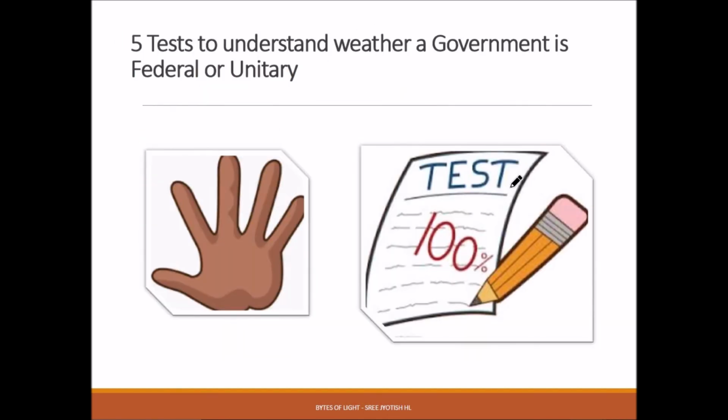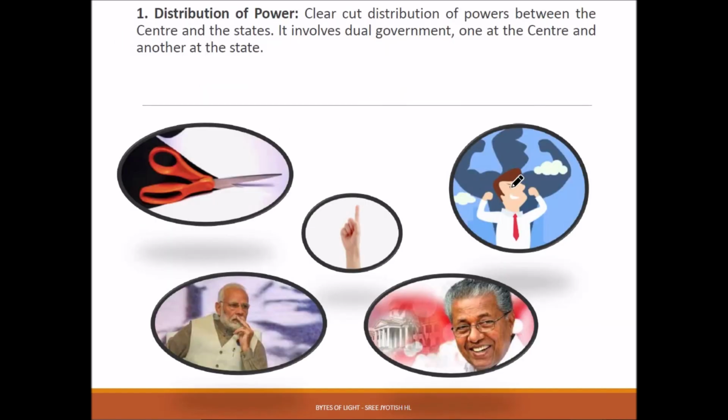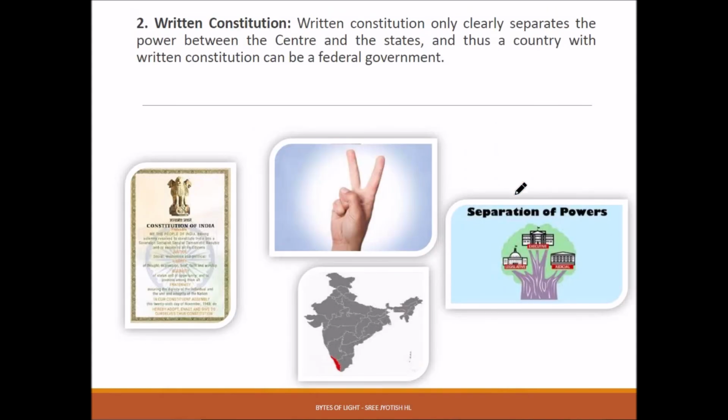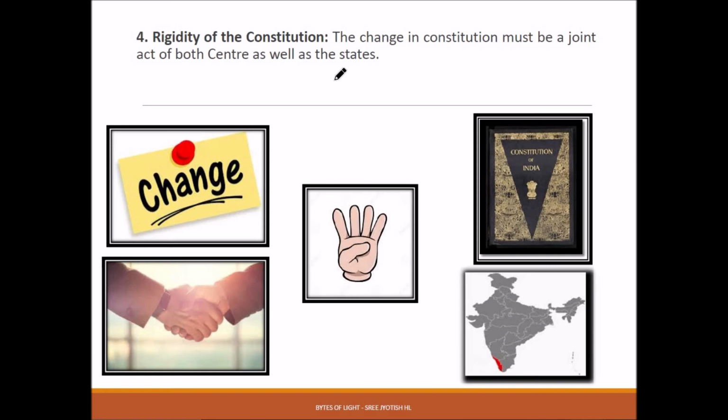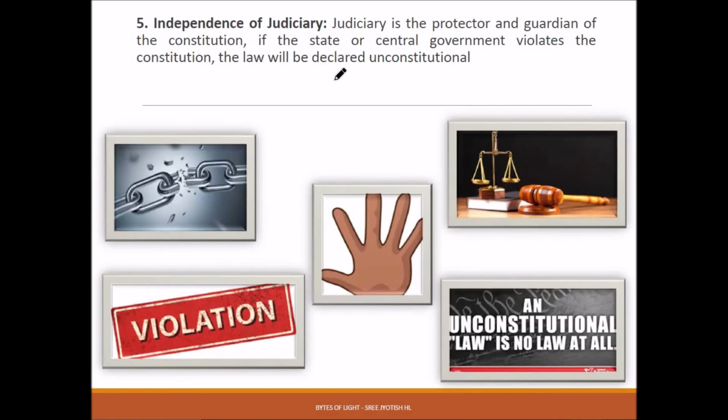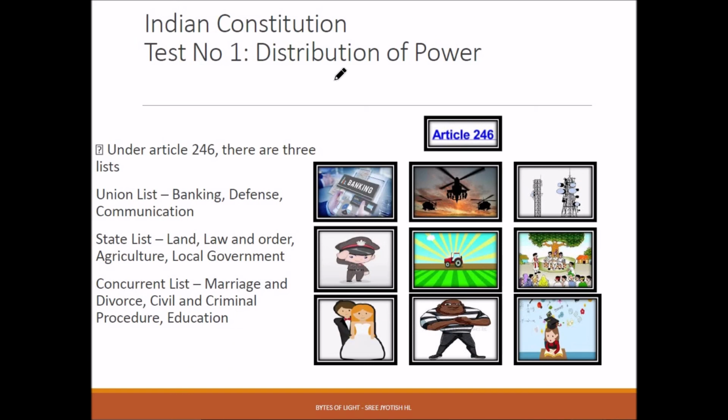So in this particular lecture, we have learned a lot of things under the features of Indian federalism. That is the 5 tests. First test is distribution of power. Second is written constitution. Third is supremacy of the constitution. Fourth is rigidity of the constitution. Fifth, independence of the judiciary. Then applying these tests to Indian constitution.